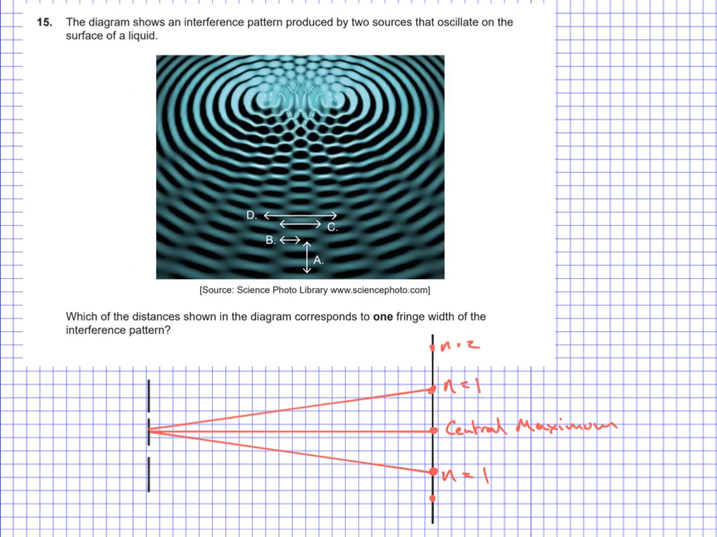So that's not a full fringe, which leaves us with C, which is crossing an entire dark fringe. So that would be equivalent of going from somewhere like here to here, spanning an entire dark fringe. So the best answer we have here is C.